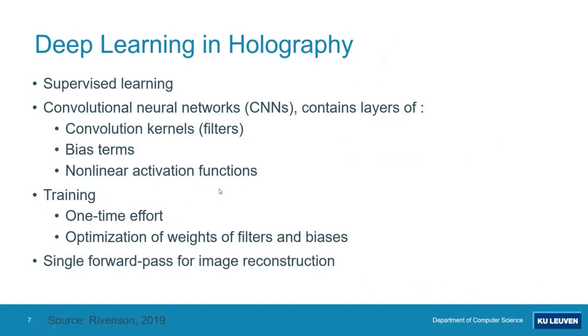Deep learning in holography is supervised learning. It is enabled by the optimization of a deep convolutional neural network, which consists of tens to hundreds of layers of convolutional kernels, biases, and nonlinear activation functions. After a one-time training effort, the weights of these filters and the biases of the network are optimized. Then the trained network can perform the image reconstruction task with a single forward pass of the network input.